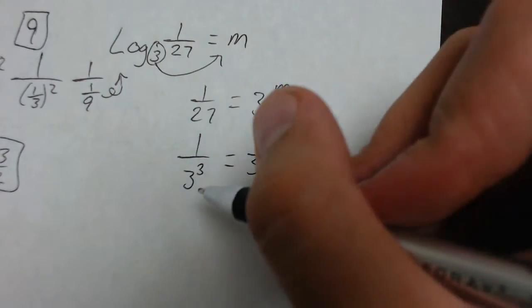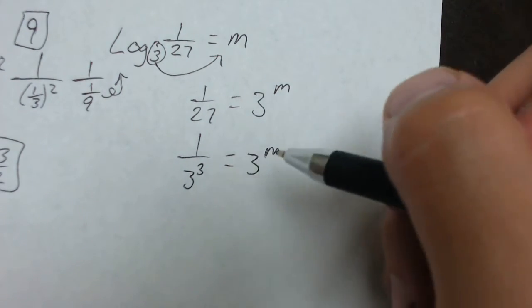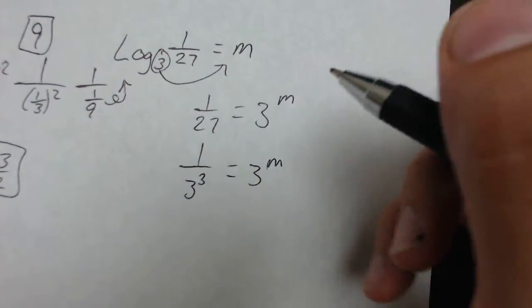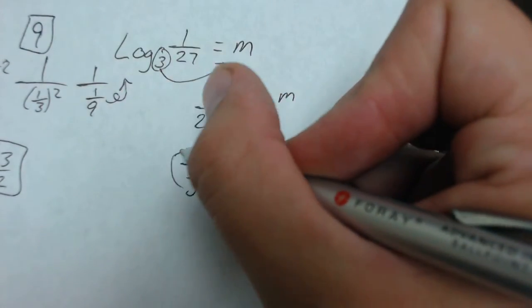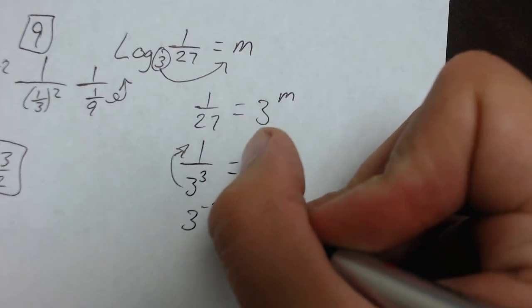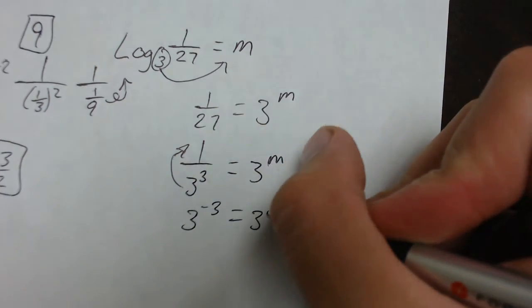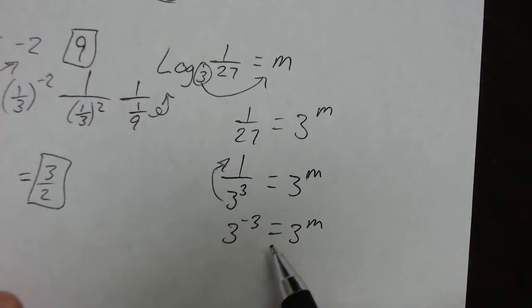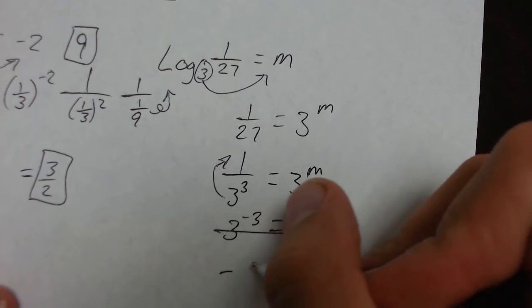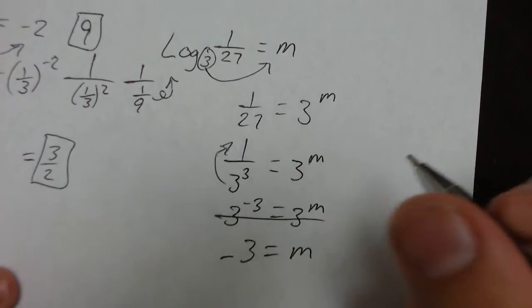From here, I'll go ahead and get rid of the fraction. If I bring this up to the top, it becomes 3 to the power of -3, which equals 3 to the power of m. From there, once we have the same base numbers, we can eliminate those, and then we know that -3 is equal to m, which is our answer.